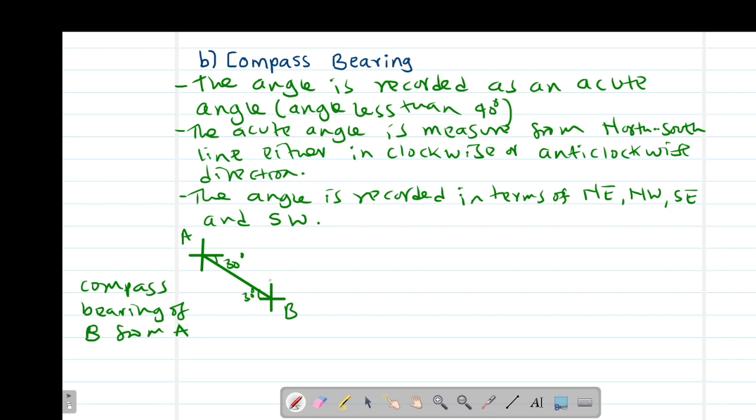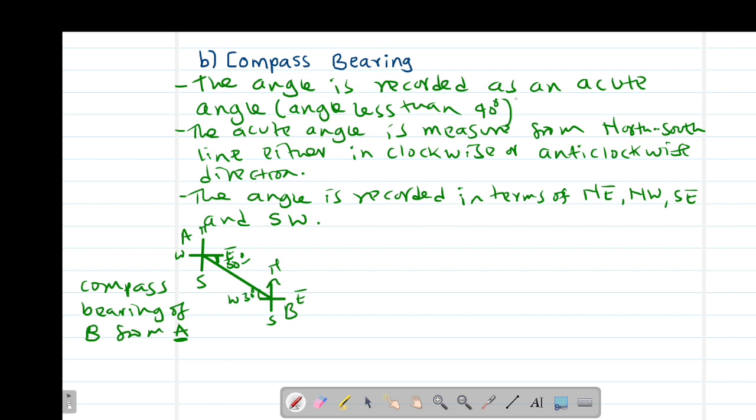Therefore, for the compass bearing, remember this is the north. This is east. This is west. This is south. So for the compass bearing of B from A, we are going to measure the angle from the point A. So this is our point A. Therefore, the required angle will be this small angle here. Because remember, we are supposed to record this angle, but this angle is not in terms of south or east.